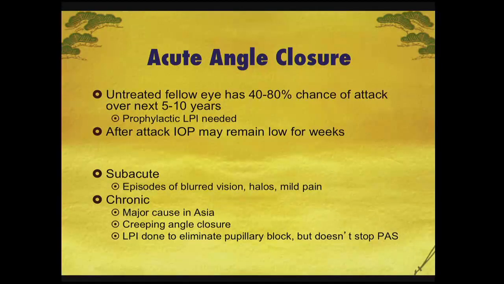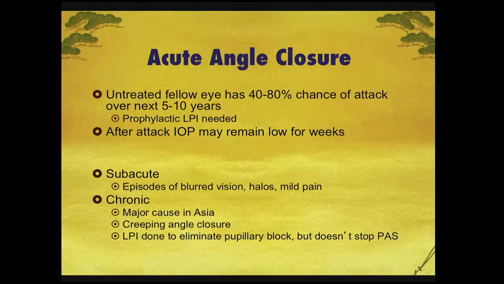The untreated fellow eye has a very high chance, 40 to 80%, of having an attack over the next 5 to 10 years. So it's extremely important that both eyes get an iridotomy. And then after an attack is broken, the eye that had the attack can have a very low intraocular pressure for several weeks because of ischemic damage to the ciliary body.